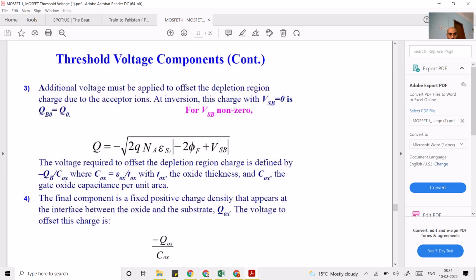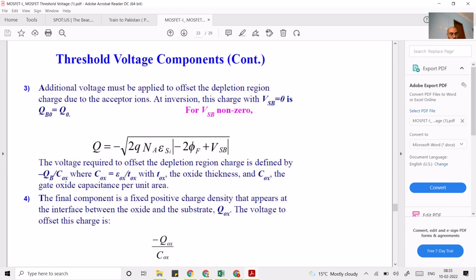And the reason why this VSB term is added with this 2 phi f term is because you see, this 2 phi f is because of when the body is grounded. Now when the body is at a certain voltage, then obviously this voltage will add to this voltage, because this phi f is now changing. It is like shifting this particular voltage, because earlier it was at ground, you are considering this 2 phi f with respect to ground. Now it is not ground, it is a certain voltage, so you will see this voltage accumulated with this. So that is why this particular thing is added here. It will depend upon which type of voltage you are using here. If it is positive, then it will be added. If it is negative, then it will be subtracted.